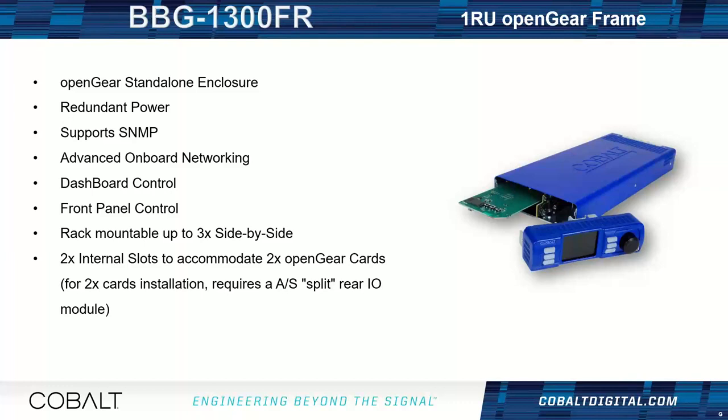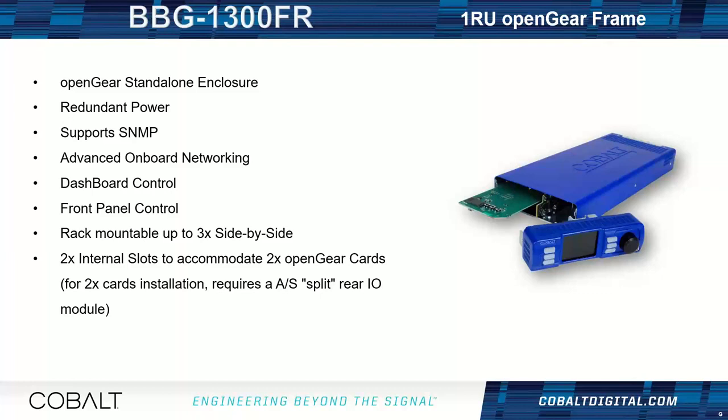And as you see there, the front panel is open because this allows the user to easily swap out any OpenGear card, as long as the backplane is capable of being mounted in any OpenGear frame. This will support any of the other OpenGear cards that are non-Cobalt as well. So that's a nice feature with this frame. Plus, you get out of the box redundant power. You get full support for SNMP. You also have a ton of advanced networking capability with this frame.